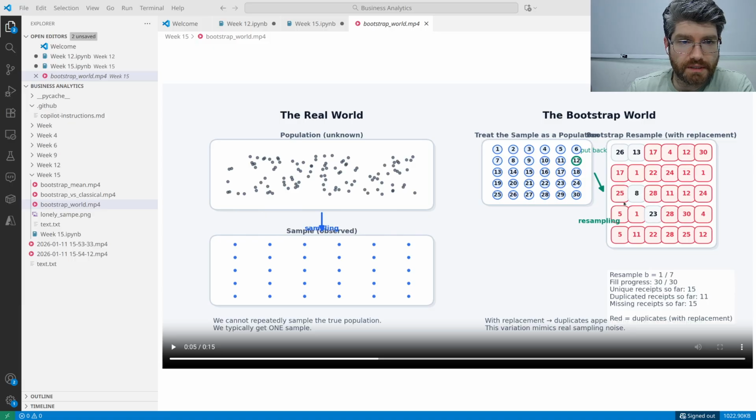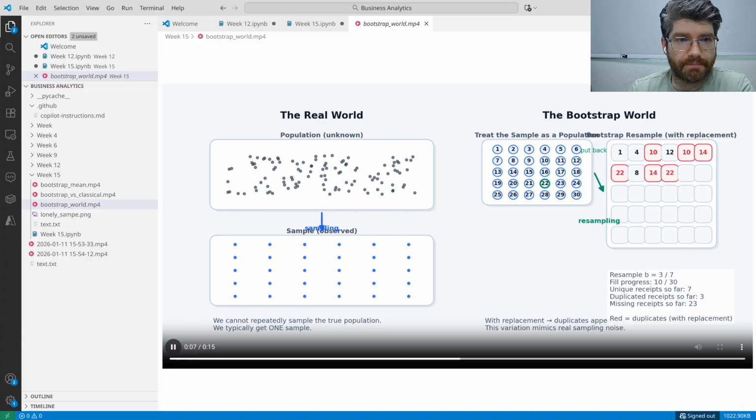So see those red numbers, some of them are duplicates because we put each observation back into the pool at the beginning. Some customers appear twice or 3 times in the sample, it's fine. Some of them don't appear at all. This variation mimics the randomness of the real world using only the data we have. And we continue this process.